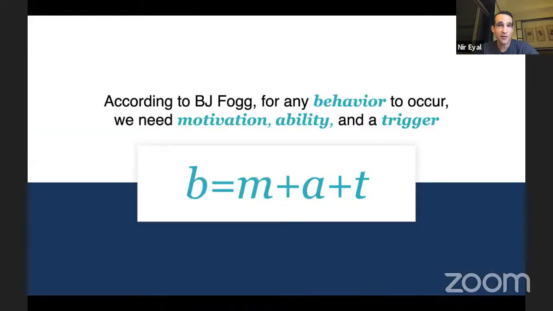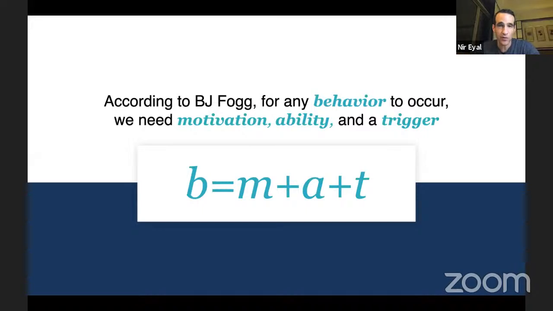Now, there's actually a formula that helps us predict the likelihood of any solitary behavior. And this comes to us from a researcher at Stanford by the name of BJ Fogg. And Dr. Fogg tells us that for any human behavior, offline, online, enterprise software, consumer web, mobile, doesn't matter, any behavior requires three things.